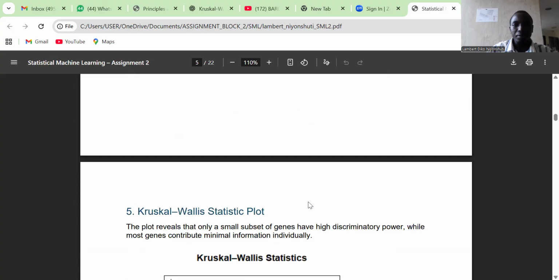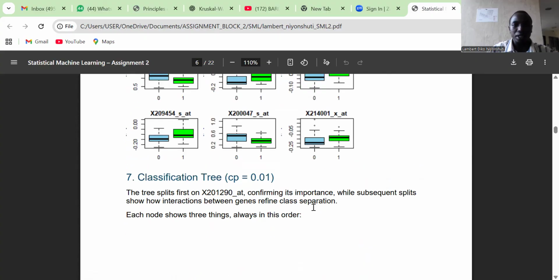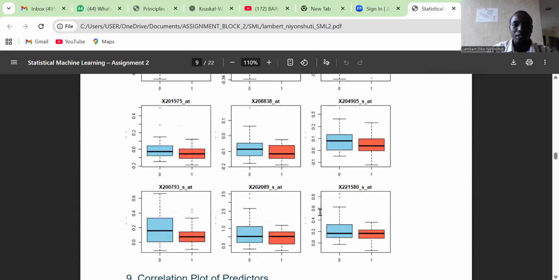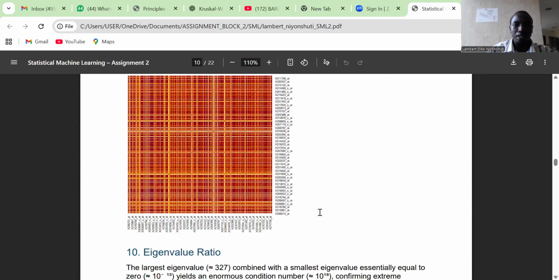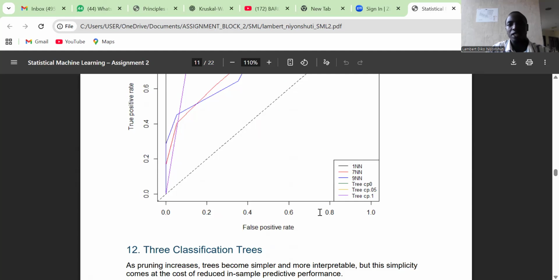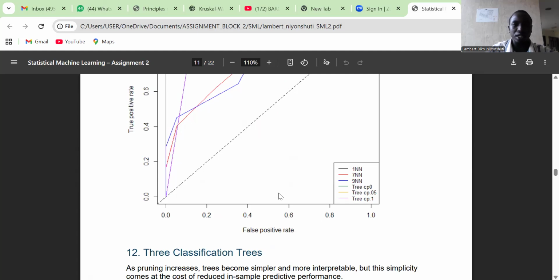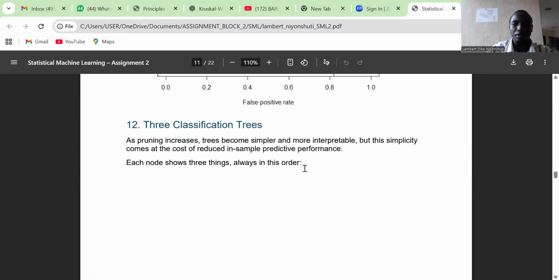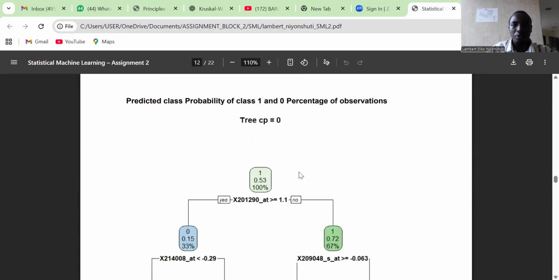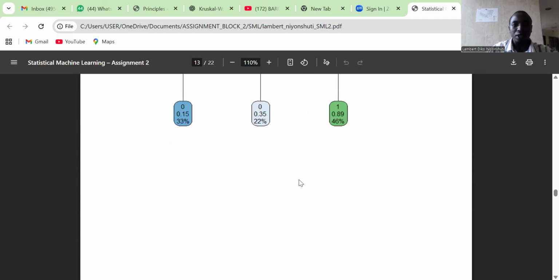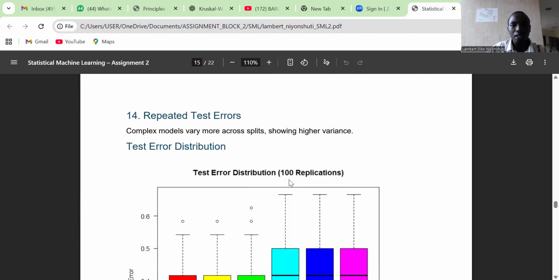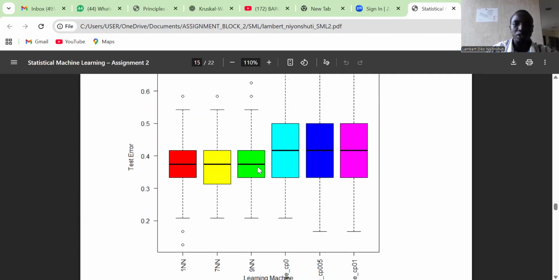Apart from that, I used the log curve to see how the data varies. When I use KNN and the tree, I see that the orange is above, which means the true positive and the meaning of the model is stable. Then I looked at the correlation and tested the error distribution. This is the error distribution using a box plot.